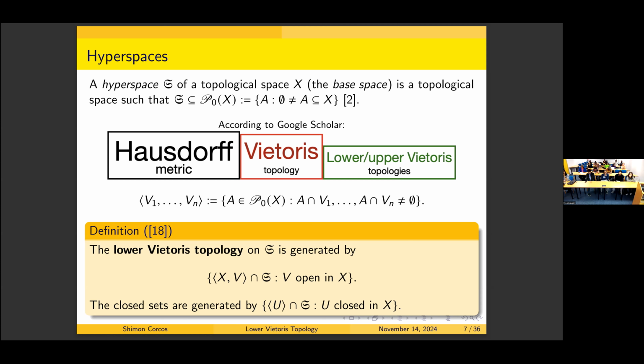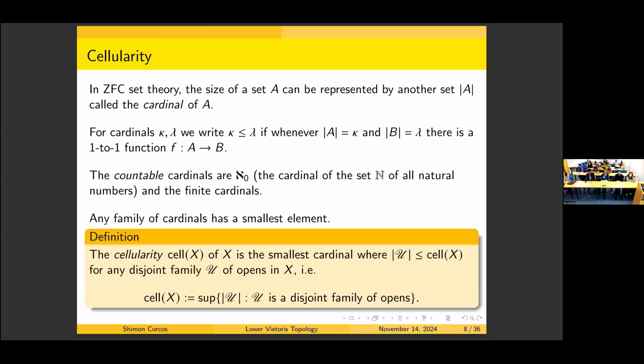But one property which has not been investigated is the cellularity of a space. Now, I need to quickly go over what we mean by cardinals. So we work in a theory of sets called the Zermelo-Fraenkel set theory with choice. In it, we can represent the size of a set by another set, which we call the cardinal of that set. And in this theory, we can compare any two cardinals by an order that looks like this. If we've got two cardinals, kappa and lambda, we say that kappa is less than or equal to lambda if whenever you have a set A with cardinal kappa and B with cardinal lambda, then there is a one-to-one function from A to B.